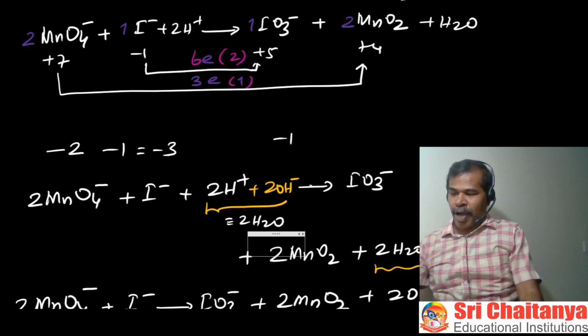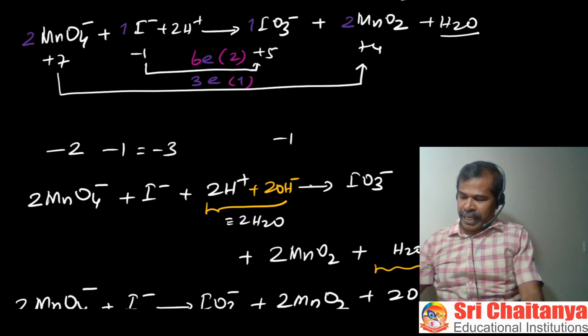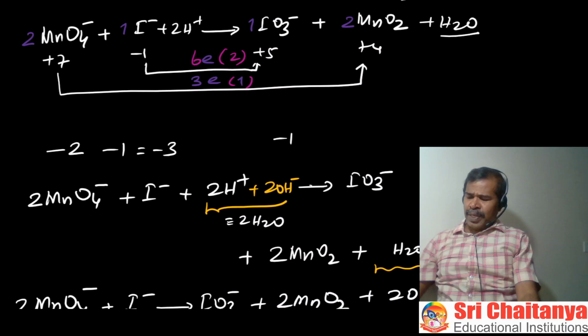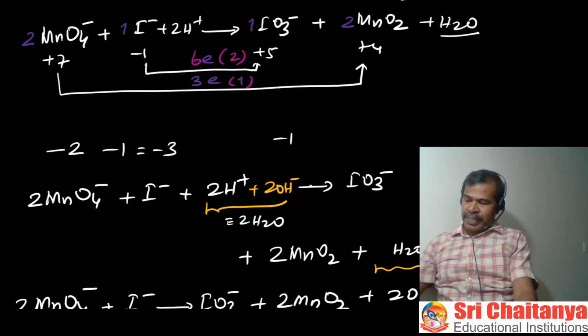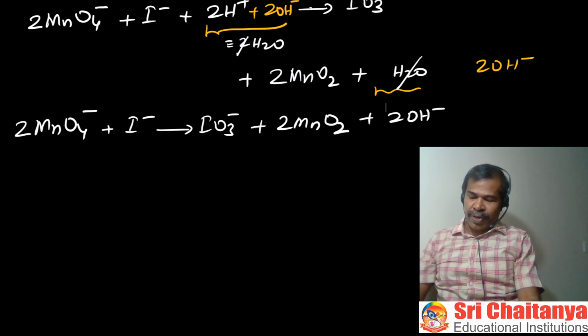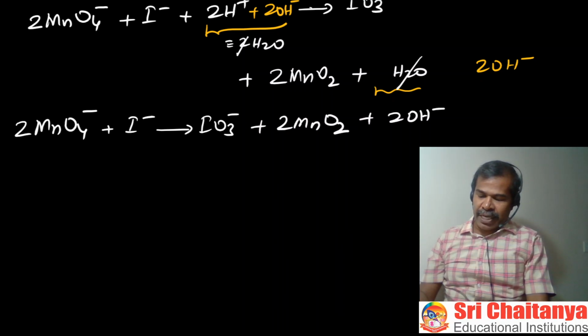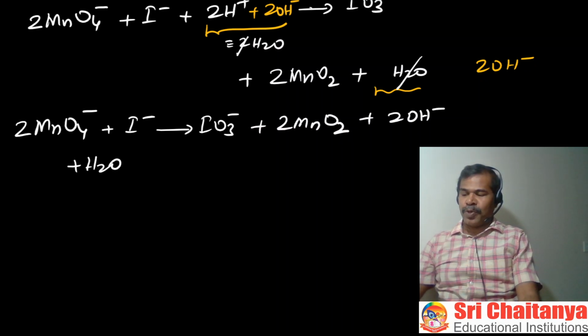Yeah, we made a small copying error. Here there is only one H2O. I wrote here 2 H2O. That should be cancelled. Okay, it is just one H2O. So that means 2H plus plus 2 OH minus gives 2 water. And here there is 1 water. So obviously from this 1 will cancel out. So 1 water is out, and this is out. Completely out. So the equation becomes 2MnO4 minus plus I minus plus a mole of H2O giving IO3 minus plus 2MnO2 plus OH minus.